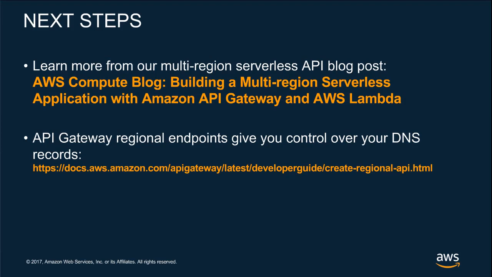We've published a blog post that details the architecture for our application. You can find it on the AWS Compute blog. It's titled Building a Multi-Region Serverless Application with Amazon API Gateway and AWS Lambda. This blog comes with a GitHub repository for our reference architecture. These are great resources to get you started. Also take a look at the API Gateway documentation and see how regional endpoints work, the new feature that Magnus mentioned.